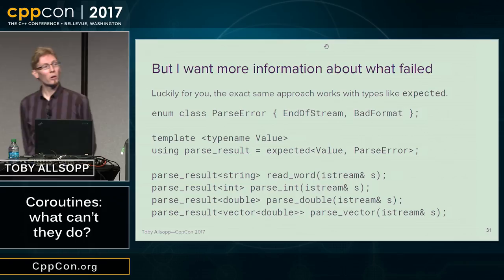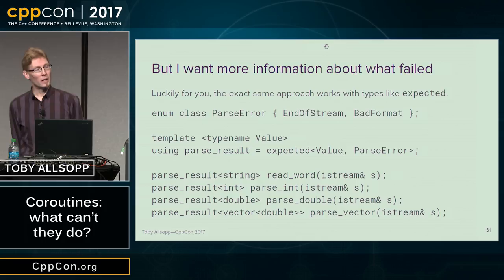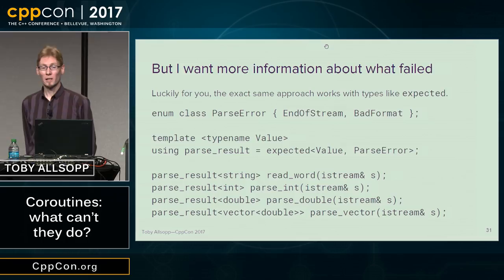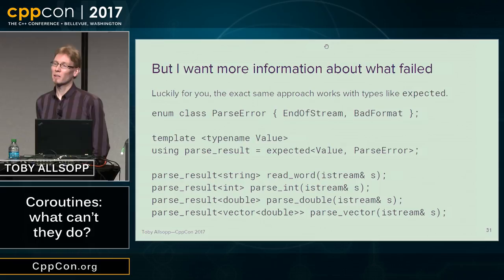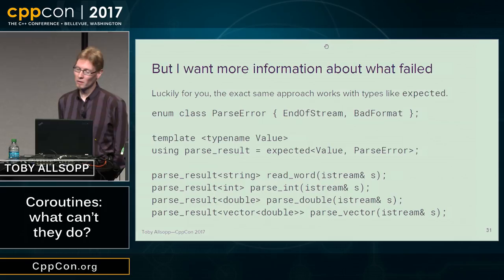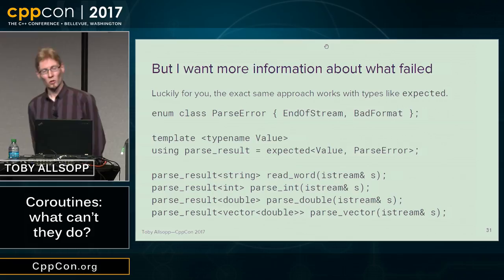So what if optional is not quite enough information? Well, luckily, the exact same approach works if you've got something that's like optional. So for example, if you had an expected class template, which could either be a value or some kind of error, you could use that. The implementation of the coroutine stuff for that is pretty much the same.